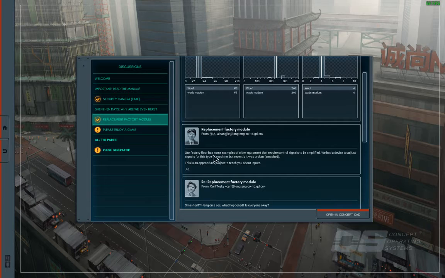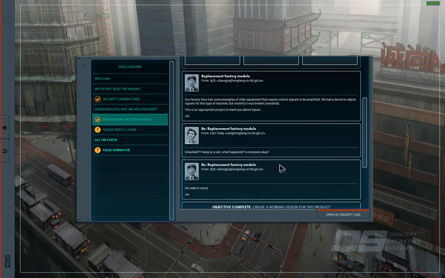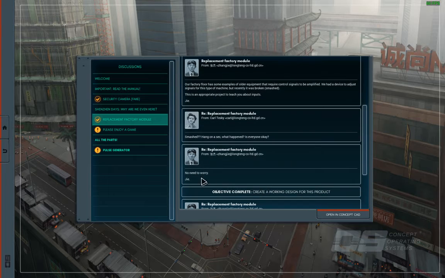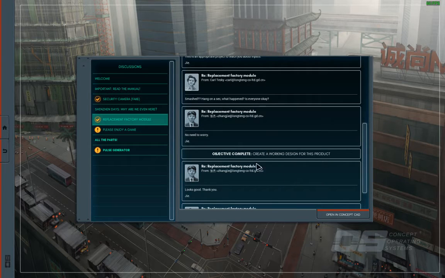Anyway, our factory floor has some examples of older equipment that require control signals to be amplified. We had a device to adjust signals for this type of machine, but recently it was broken, smashed. This is an appropriate project to teach you about inputs. Smashed? Hang on a sec. What happened? Is everyone okay? No need to worry. Objective complete.